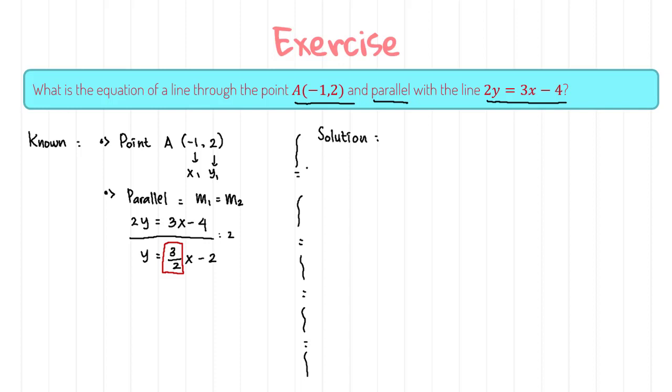Now we can find the equation of this line. So we can use the formula y - y1 = m(x - x1). Now we can do a substitution. y - 2 equals, because this is the parallel line, the gradient will be 3/2, times (x - 1). And then we can find a solution.